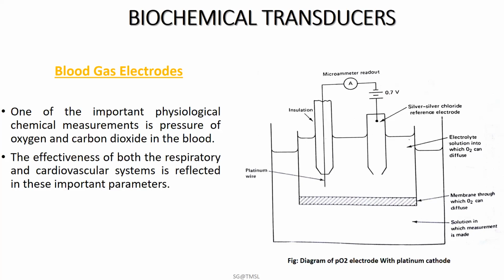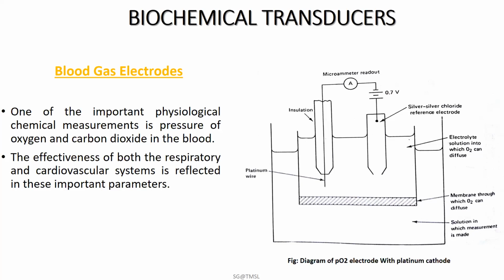This platinum cathode and the reference electrode can be integrated into a single unit, which is called the Clark electrode. This electrode can be placed in a cuvette of blood for in vitro measurements, or a micro version can be placed at the tip of a catheter for insertion into various parts of the heart or vascular system for direct in vivo measurements.